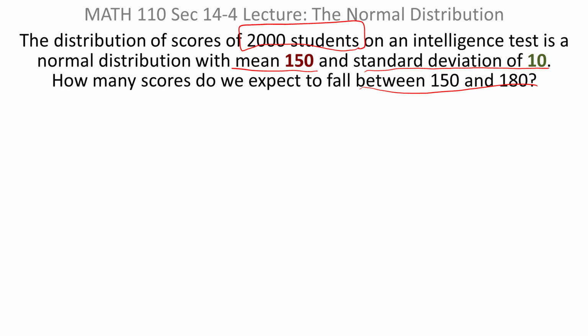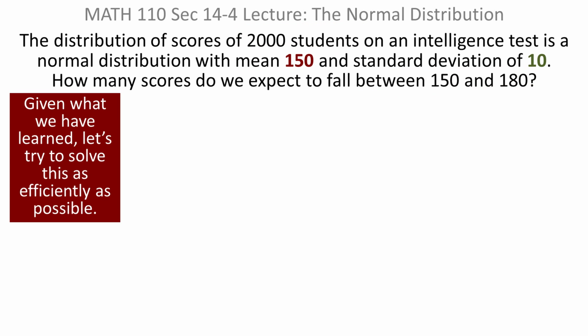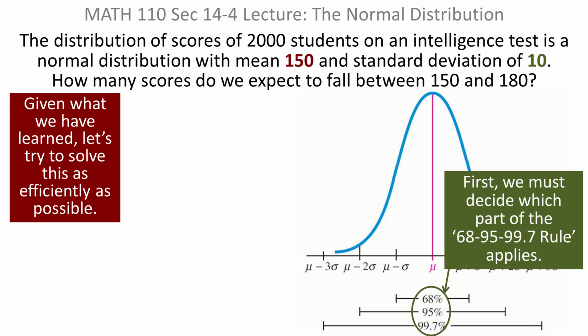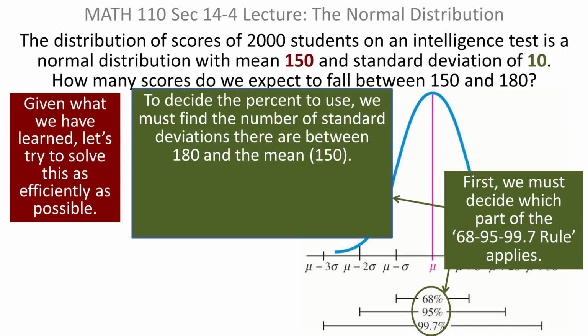I hope by now you're into the flow of it and you know what you have to do. Let's see if we can do this just as efficiently as possible. We're going to draw the normal curve. We're going to put the information on it that we know, and we're going to figure out which line of the 68, 95, 99.7 rule applies.